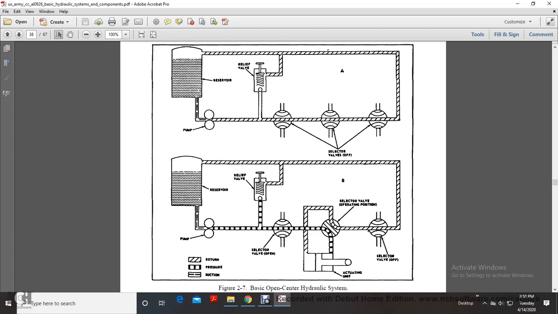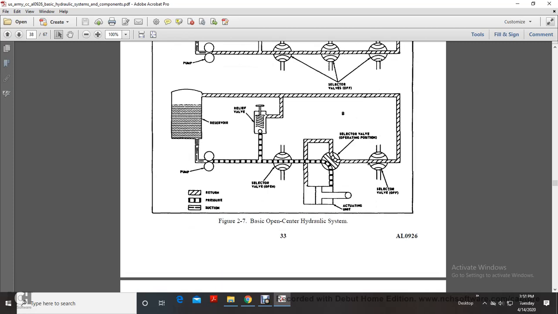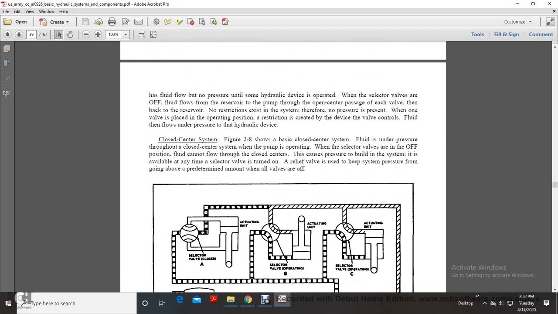The reservoir fluid is sucked through the pump and then pushes the relief valve up, which returns it, and then the actuating device selector valve turns. The fluid has no pressure until a hydraulic pressure device is operated. With the selector valves off, the fluid flows from the reservoir to the pump through the open center path of each valve back to the reservoir.